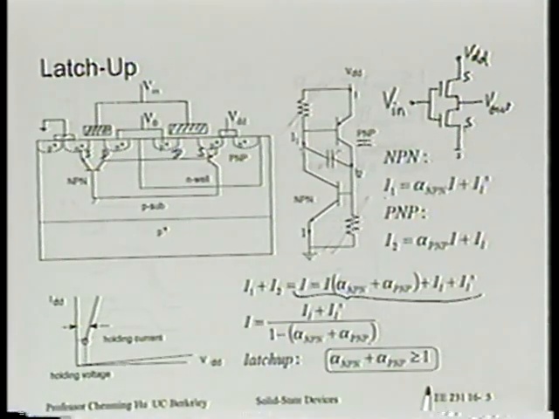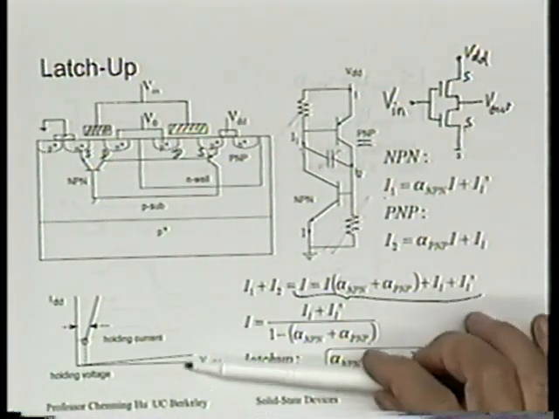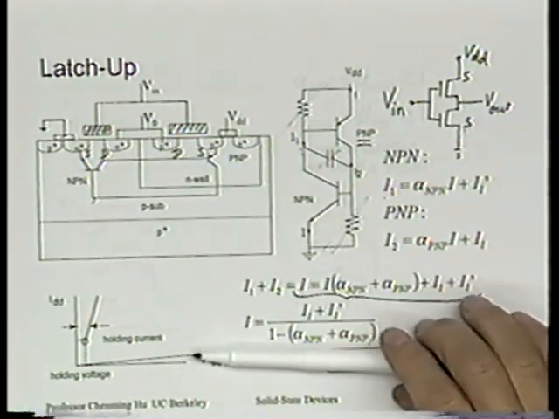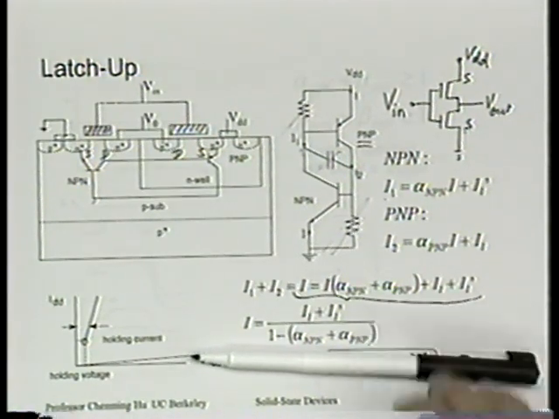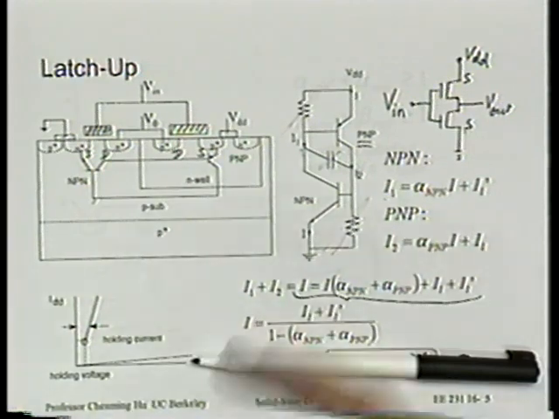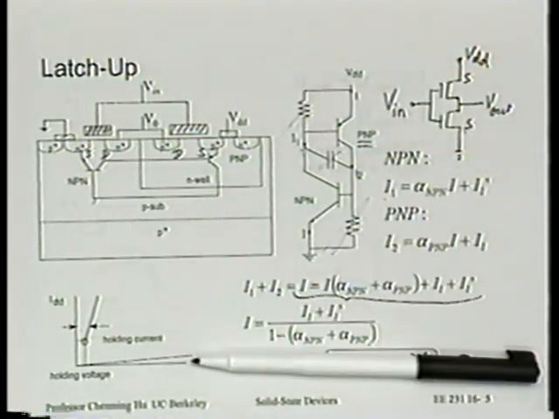Now we are done. Let's look at this equation. Is it possible that under some conditions, a huge current will flow through this transistor, through the circuit? Current becomes infinity. Is it possible? Sure, it's possible. When alpha NPN plus alpha PNP is equal to 1, then current goes to infinity. What does that mean? It doesn't matter what voltage we apply here. We don't need a very large voltage. Huge current will flow through it. And that's the basic physics of latch-up.